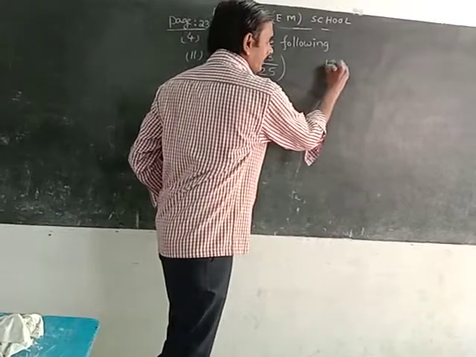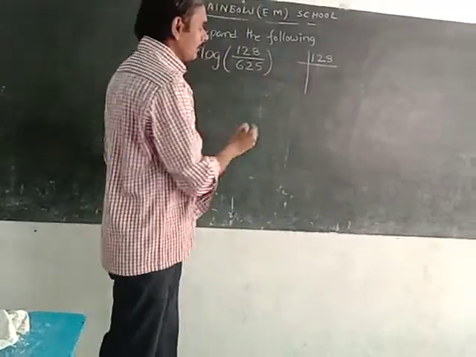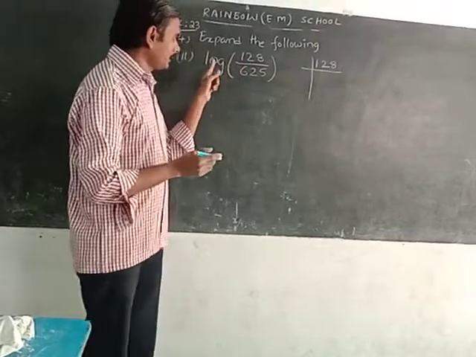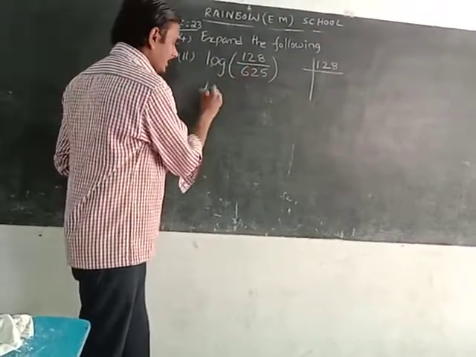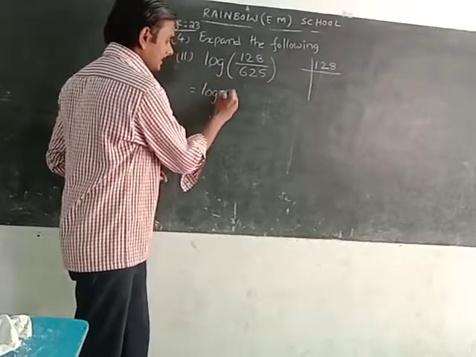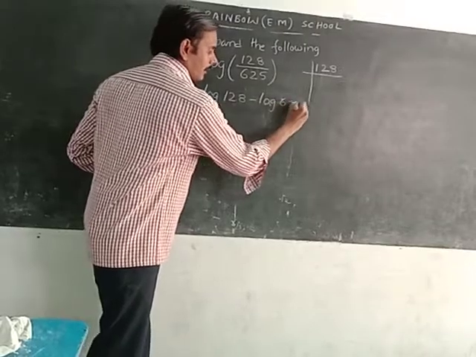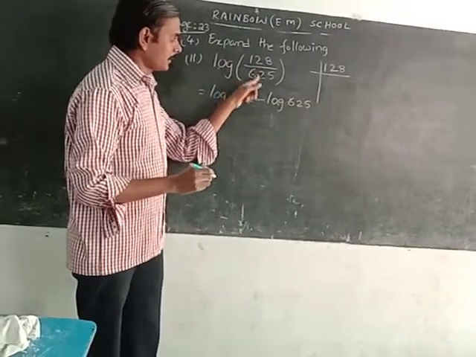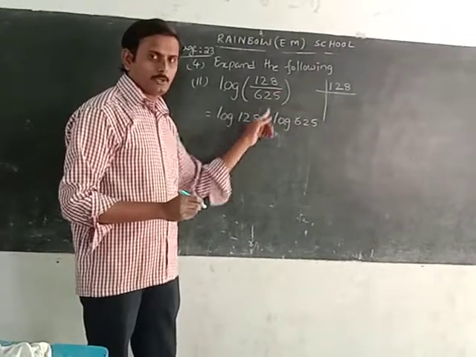Before going to that, this is log x by y. Log x by y means log x minus log y. This is in the form of log x by y, which is written as log x minus log y. Division is there, so minus will be there.